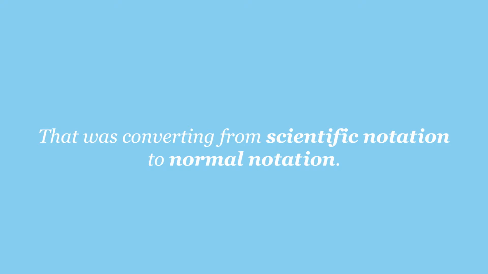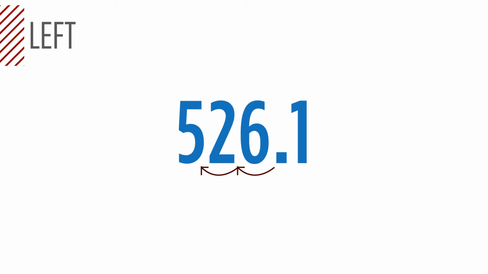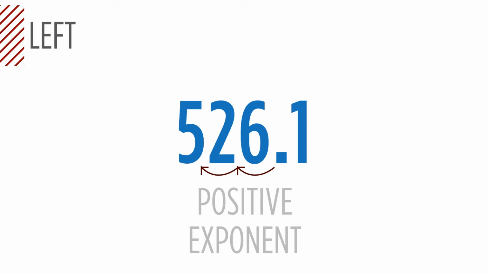Now that was converting from scientific notation to normal notation. Let's look at converting a number like 526.1 into scientific notation. We will move our decimal place so that we only have a whole number 5. We are moving to the left, so therefore we're going to have a positive exponent. We moved it 2 positions, so it would be 5.261 times 10 to the second.